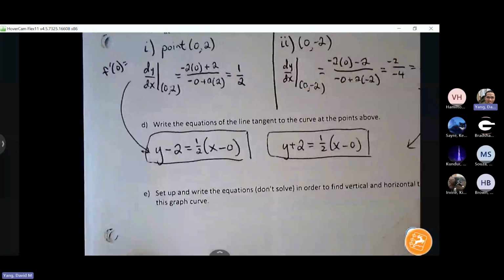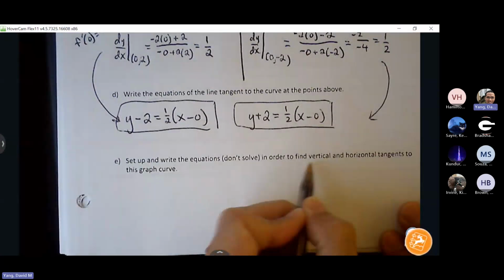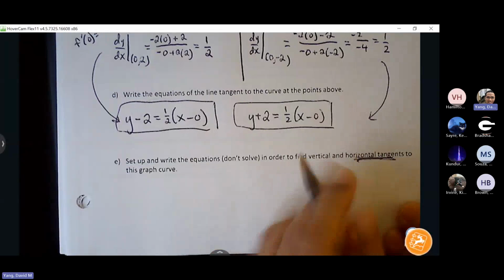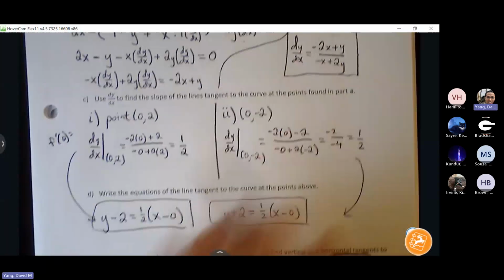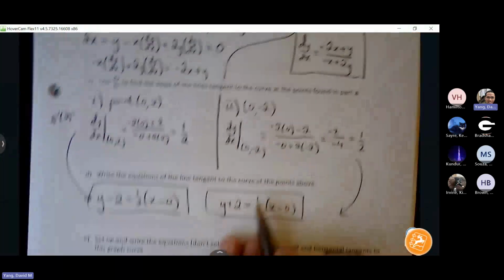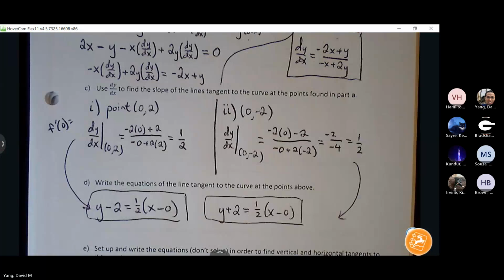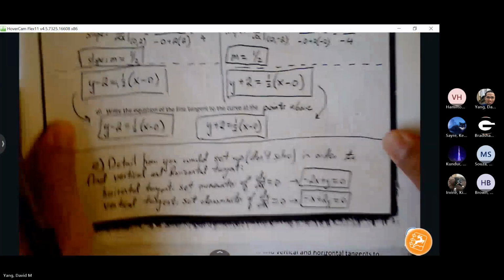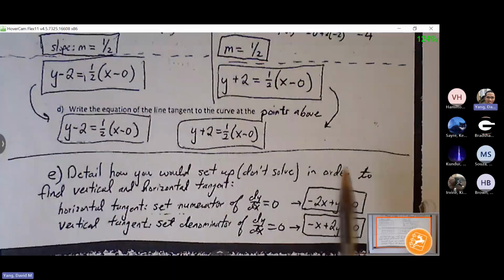All right, part E, set up and write the equations, but don't solve, in order to find the vertical and horizontal tangent. So we know horizontal tangent is where you set the numerator of your derivative equal to 0. And vertical tangent is where you set the denominator of your derivative equal to 0. It says don't solve, so just set up the equation.